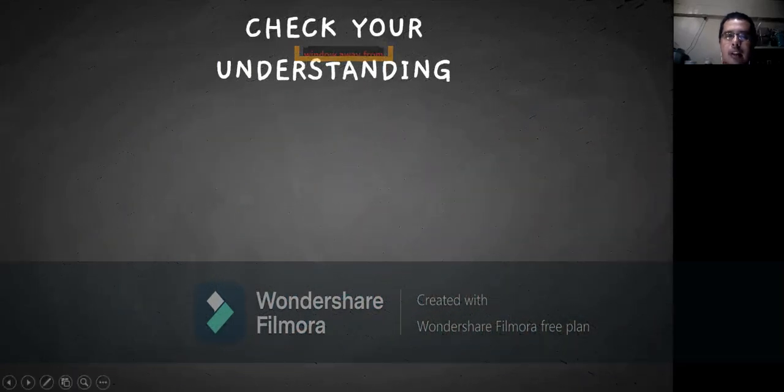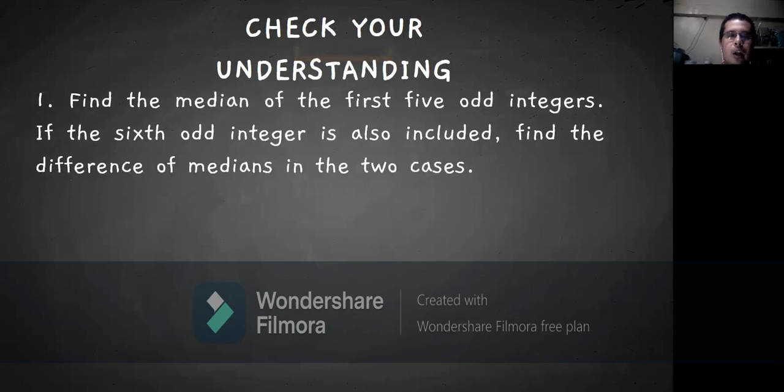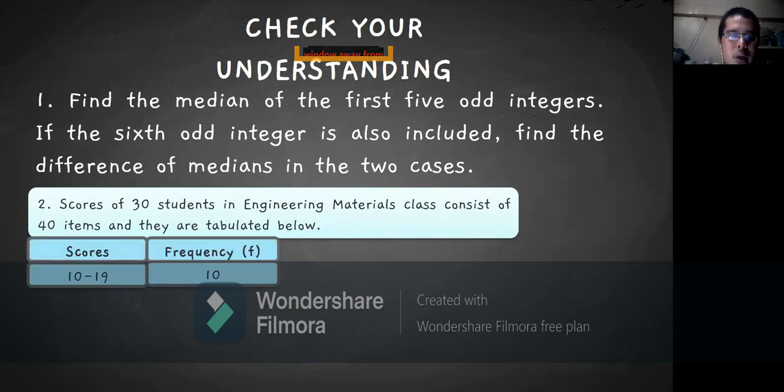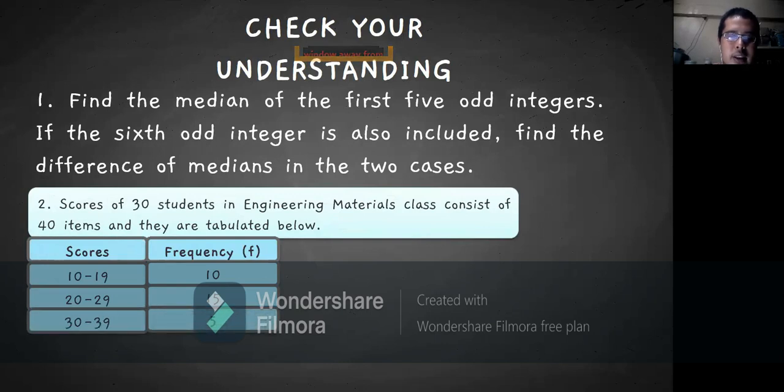Okay, so let's check your understanding of the topic. Here is the first problem. Find the median of the first 5 odd integers. If the sixth odd integer is also included, find the difference of medians in the two cases. Then, scores of 30 students in an engineering materials class consist of 40 items, and they are tabulated below. So here are the scores of the 30 students in engineering materials. If you need more time, just pause the video. We will check the activity later on.